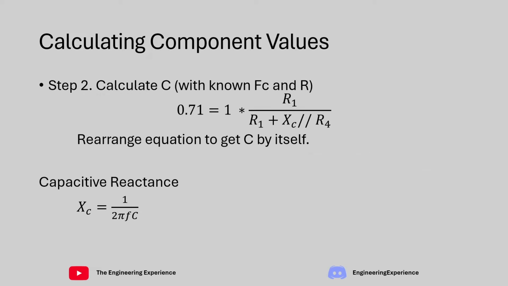Now for step 2, obviously you know FC because that's one of your design parameters, and you know the resistance values for the bottom resistor and the top resistor. In this case, I've denoted them as R1 and R4. That's because of the model that I pulled out from LT Spice, but obviously you can call them what you like. What you need to do is rearrange this equation to get the unknown parameter by itself, in this case C. If you place this inside here and rearrange the equation to get C by itself, you can calculate the value of C that you need to achieve 0.71 at the frequency that you need with the value of resistors that you have set.